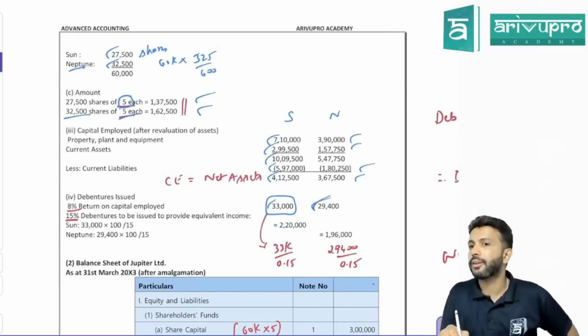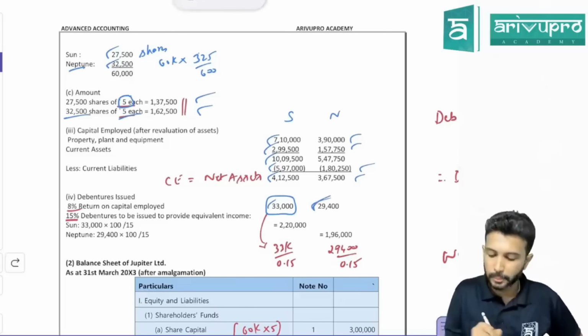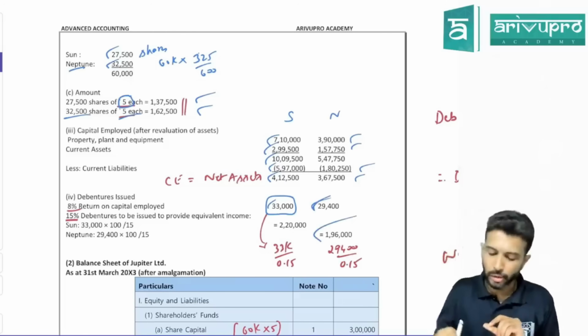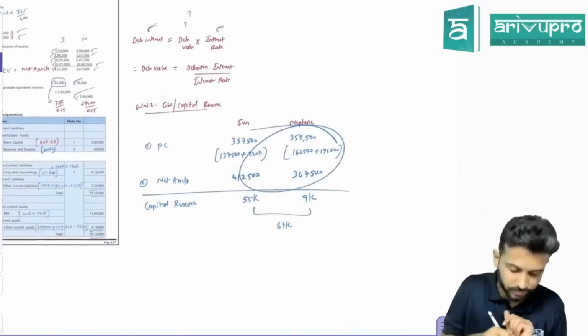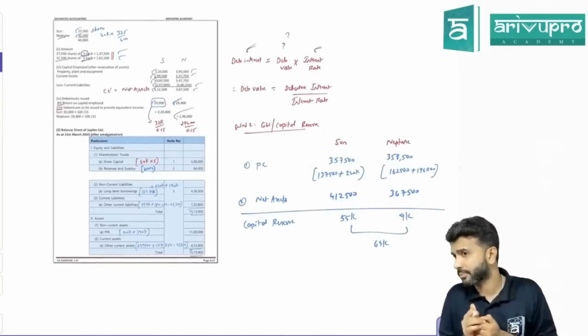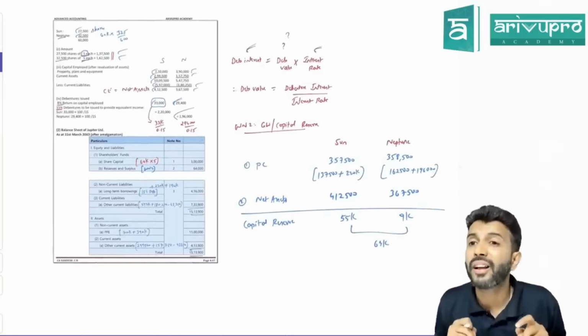Interest amount is 29,400. Interest rate is 15%. So what will be the debenture value? 1,96,000. That's your PC. If you add these two, you're going to get PC. Okay? Sir, directly they asked you to prepare the balance sheet. Directly they ask you to prepare balance sheet.